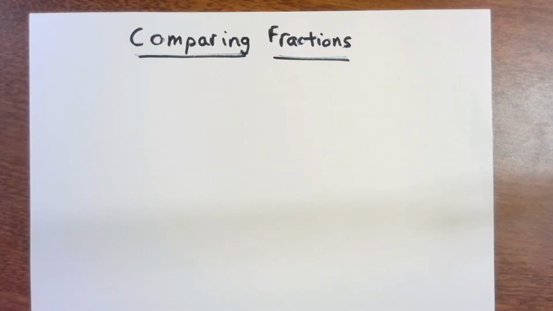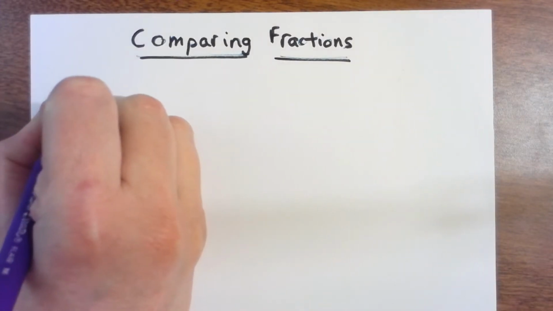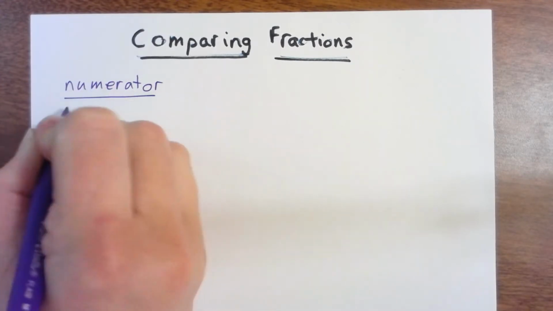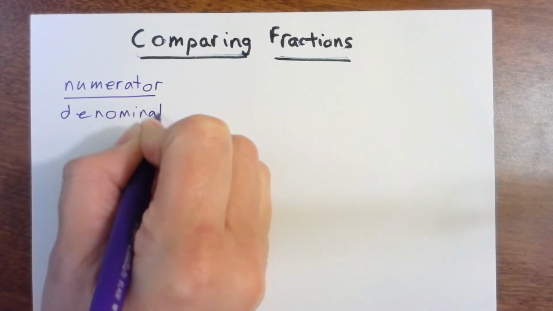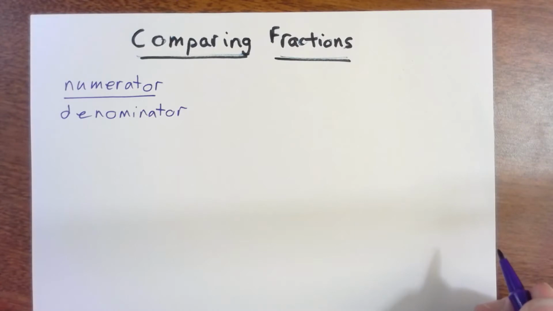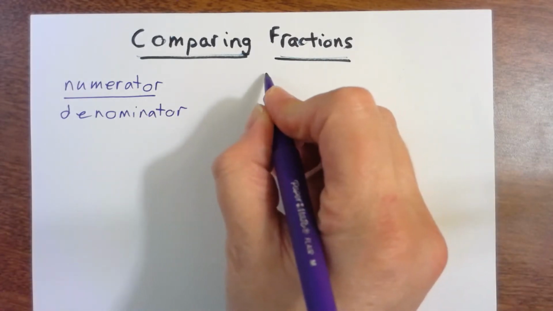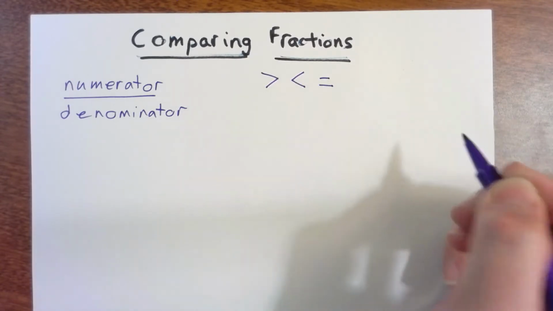When we compare fractions, we need to know that the top number is the numerator and the bottom number is the denominator. Okay? So the top number is the numerator and the bottom number is the denominator. Okay, so if I said I want to know if a fraction is greater than, less than, or equal to. Okay?